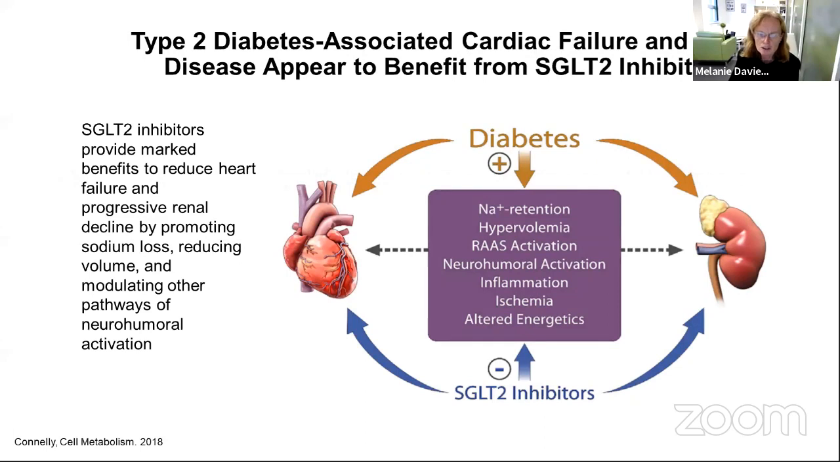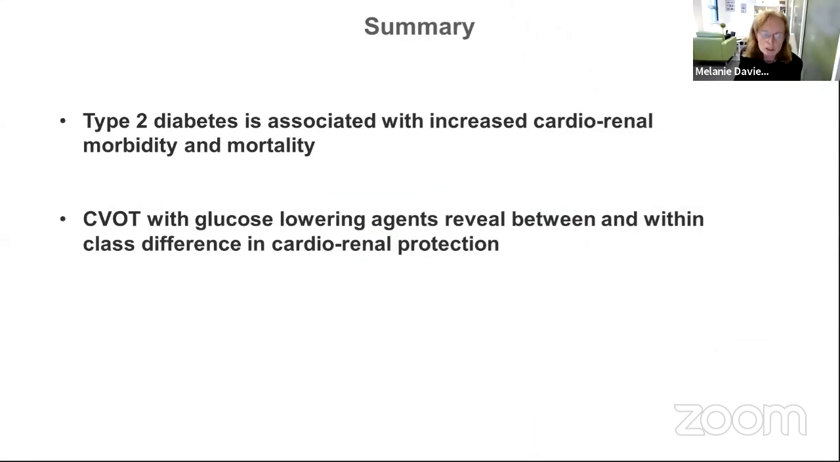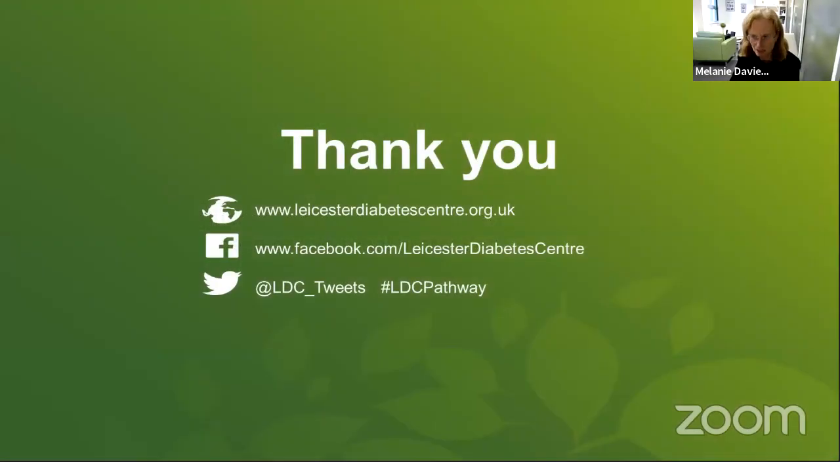We now know that there are many mechanisms which link and appear to be associated with why SGLT2s may confer significant benefit both in heart failure and kidney disease. So in summary, type 2 diabetes is associated with increased cardiorenal morbidity and mortality. The cardiovascular outcome trials reveal differences both between and within class in terms of cardiorenal protection. Thank you very much for your attention.